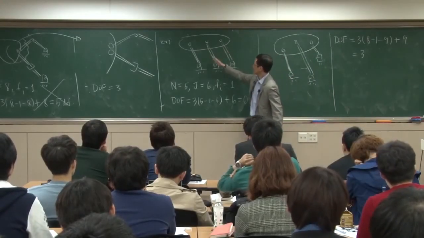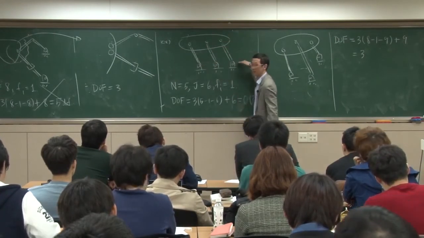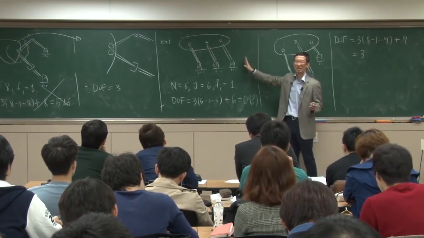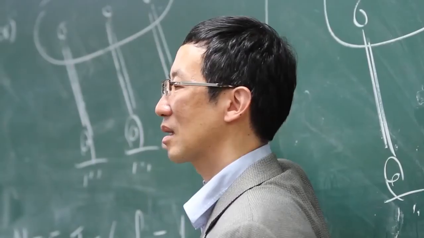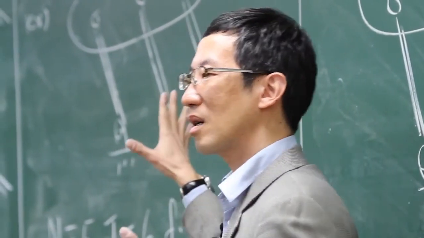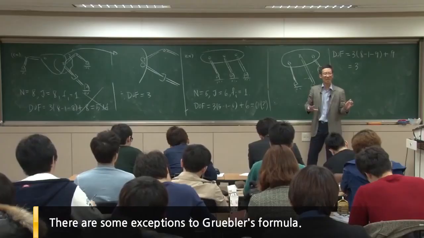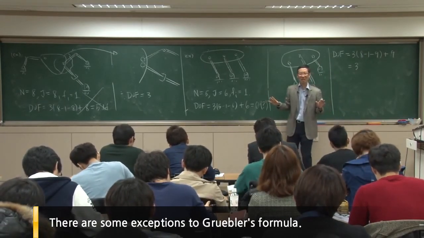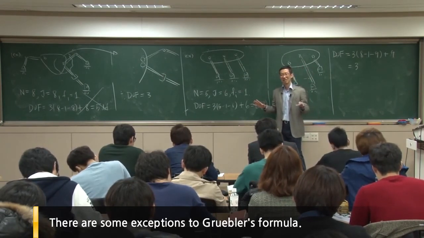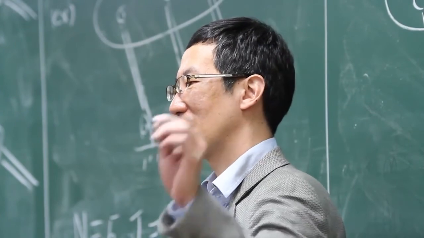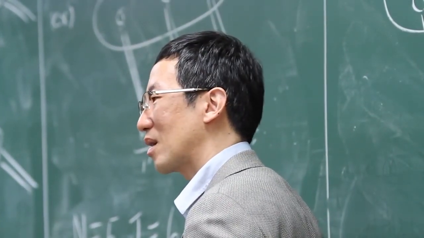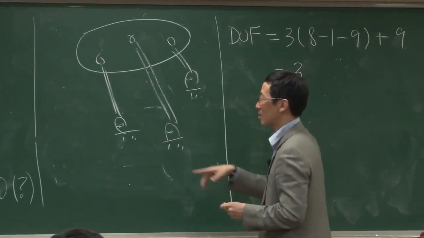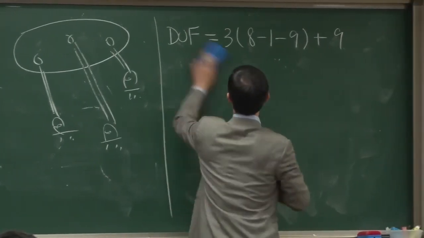But this, if the link lengths are all the same and these joints all line up, then it can move, right? So this is kind of a special case. So Grubler's formula is mostly correct, but it's not to be completely trusted. It's like, you know, you have friends like that, right? So this is Grubler's formula. You have to be careful. Don't believe it completely. Okay, so here's a good example.